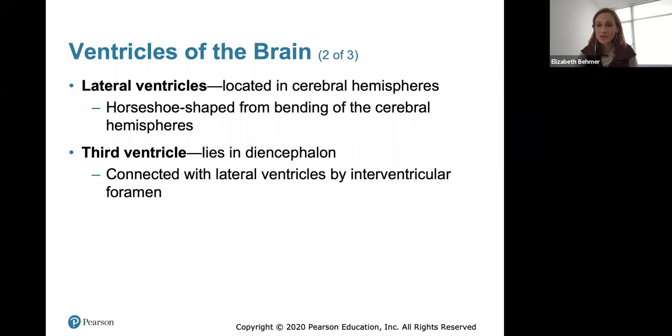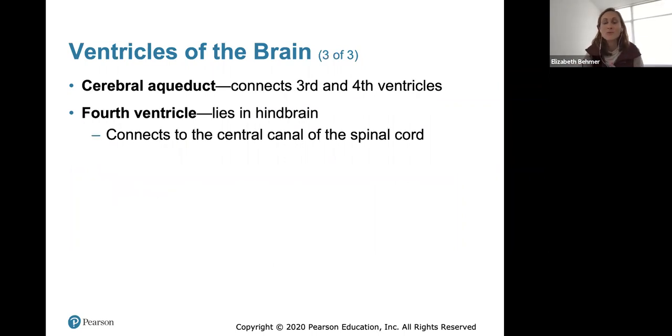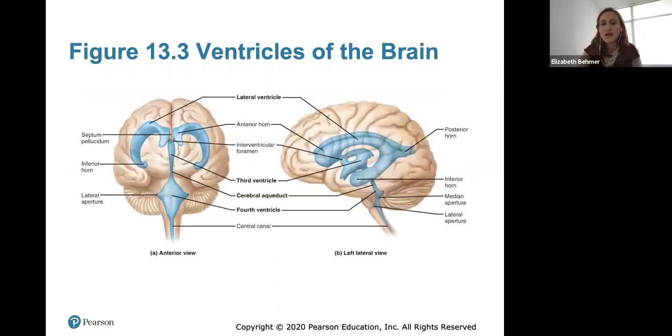The third ventricle is in the center, connecting the two. The cerebral aqueduct connects the third to the fourth ventricle, and then the fourth ventricle lies in the hindbrain, right in front of the cerebellum, and this will be continuous with the central canal of the spinal cord. So these are the ventricles of the brain. They're spaces filled with cerebrospinal fluid, and they're all connected to each other.